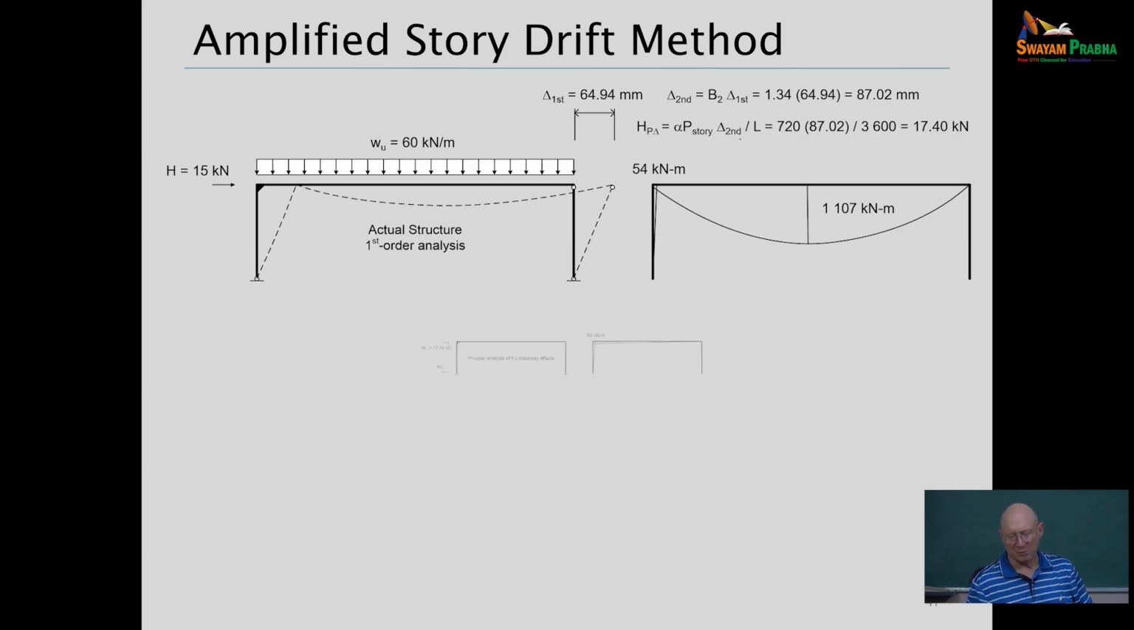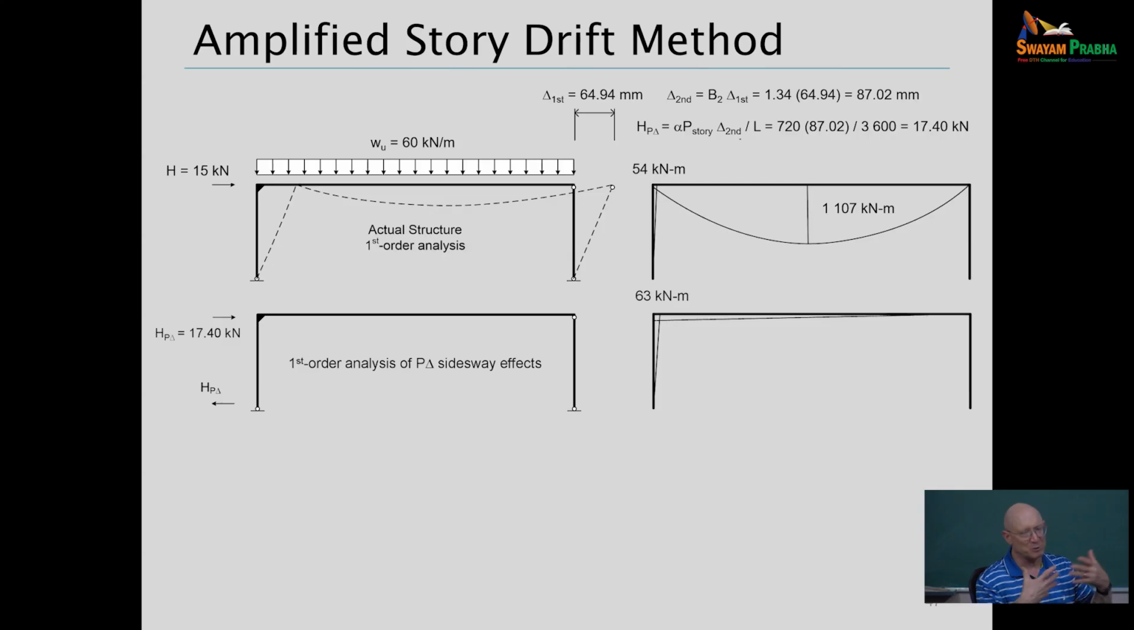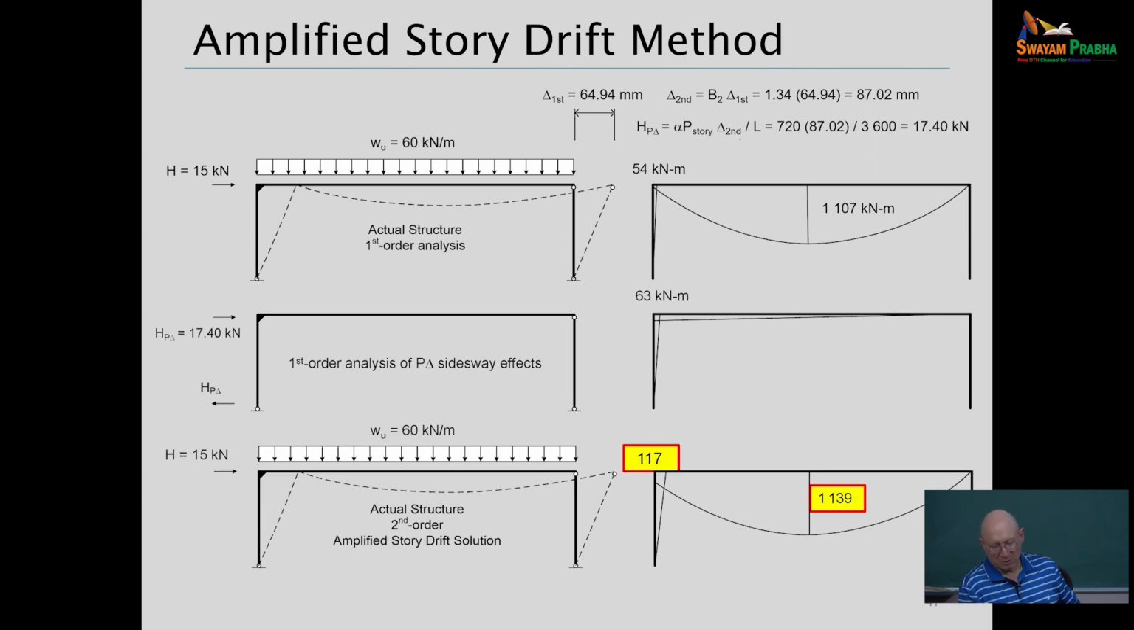What we're going to do next is another first order analysis of the frame where we apply that P delta shear. Okay, so we get an additional moment of 63 kilonewton meters. And now we're basically going to sum those effects. I think maybe the graphic on the left at the bottom is the same as the graphic at the top on the left, except I'm not saying these are second order results. So if I sum 54 and 63, I get 117. That's my estimate of the moment at the top of the column.